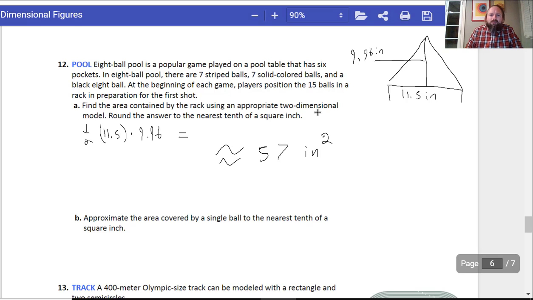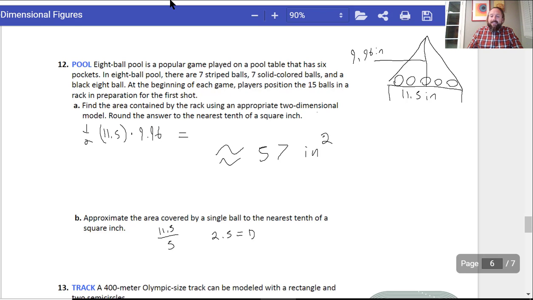Approximate area covered by a single ball to the nearest tenth of a square inch. Well, looking at this, now this one's a little bad for this, but there's 5 balls that go across, 11.5. So I do 11.5 divided by 5, which would be 2.5. That is equal to the diameter of each ball. So approximate area covered by a single ball to the nearest tenth of an inch.